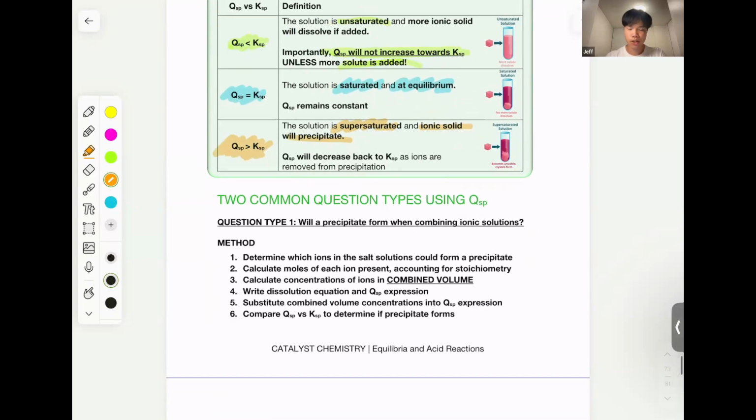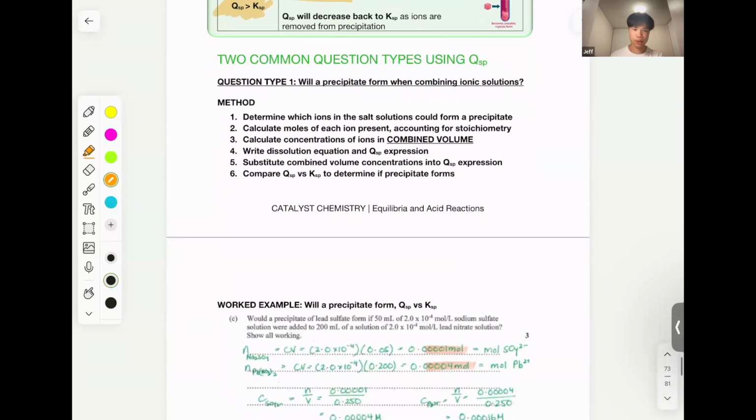So the two common question types you'll get around QSP. Question type 1 is, will a precipitate form when you combine two ionic solutions? And the easier version of this is you just have two ion concentrations, will a precipitate form? That skips the step of combining solutions, but typically it's from combining solutions.